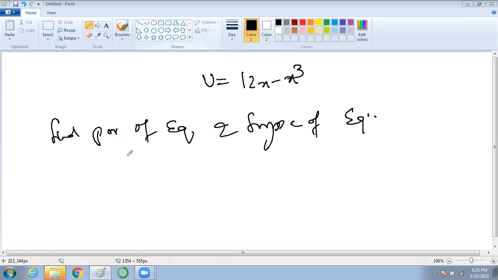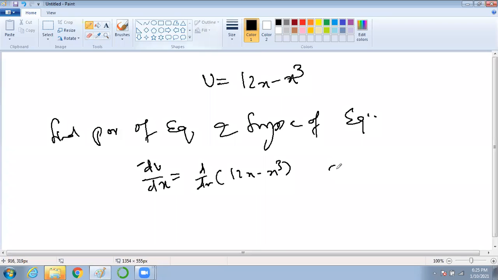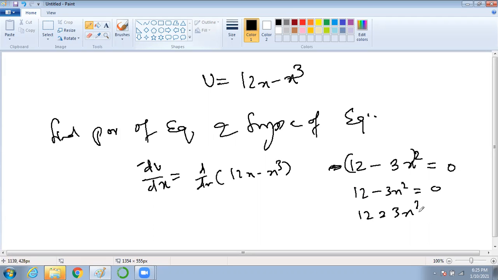X will be 6 and du by dx will be d by dx of 12x minus x cube. So 12 minus 3x square. So this, minus of this, equal to 0. So 12 minus 3x square is equal to 0. So 12 is equal to 3x square. So x square is equal to 12 by 3 equal to 4. So x equal to 2. So position is 2.